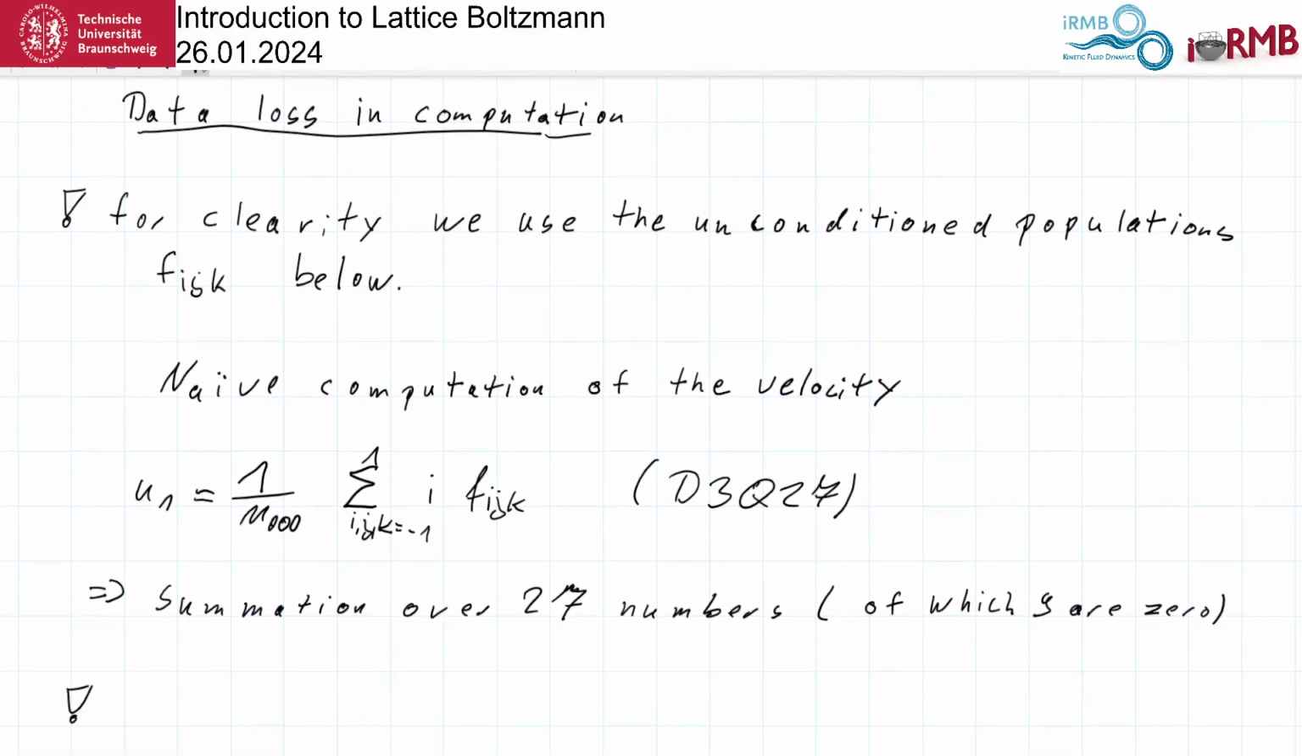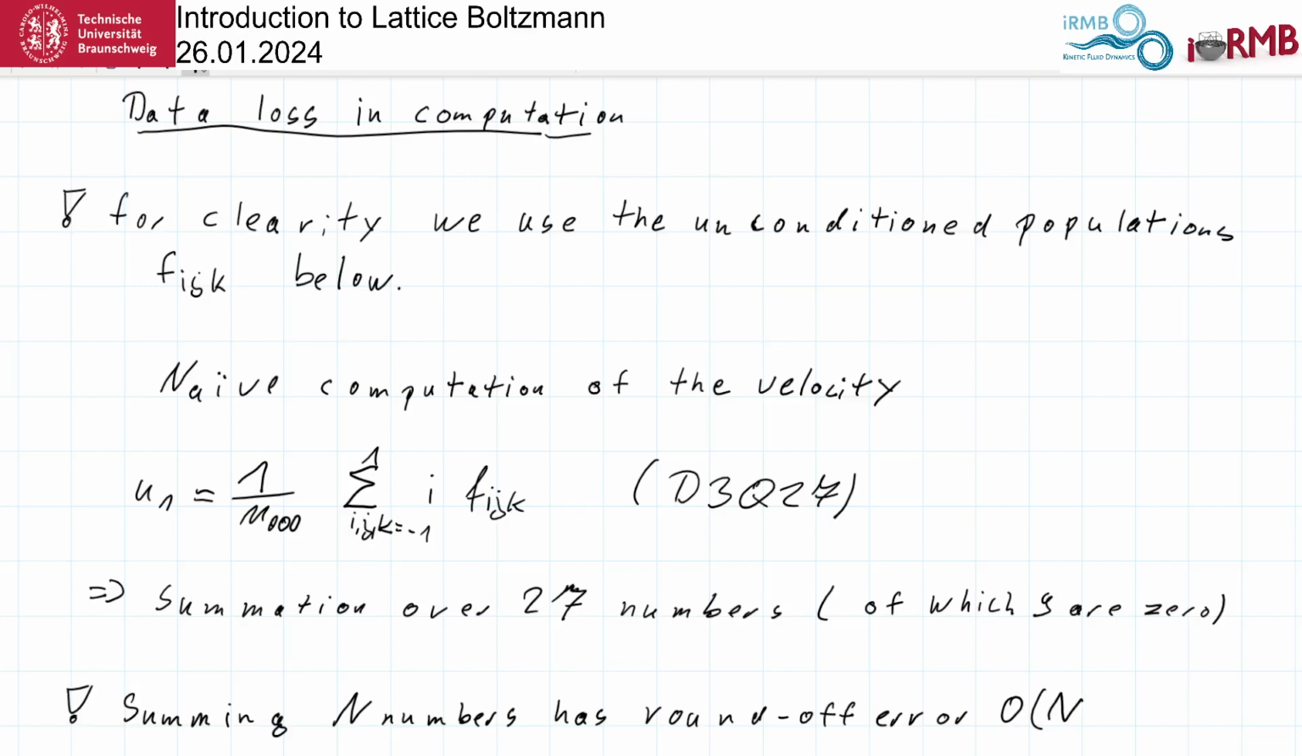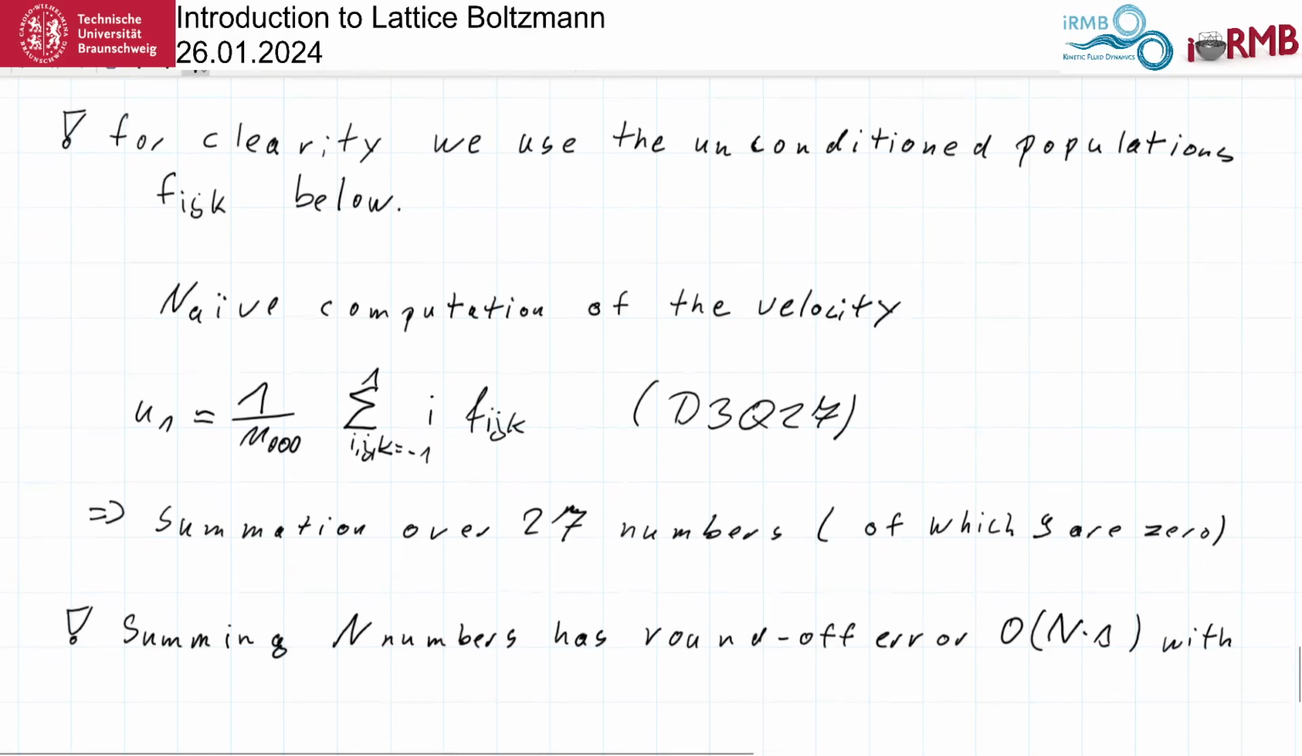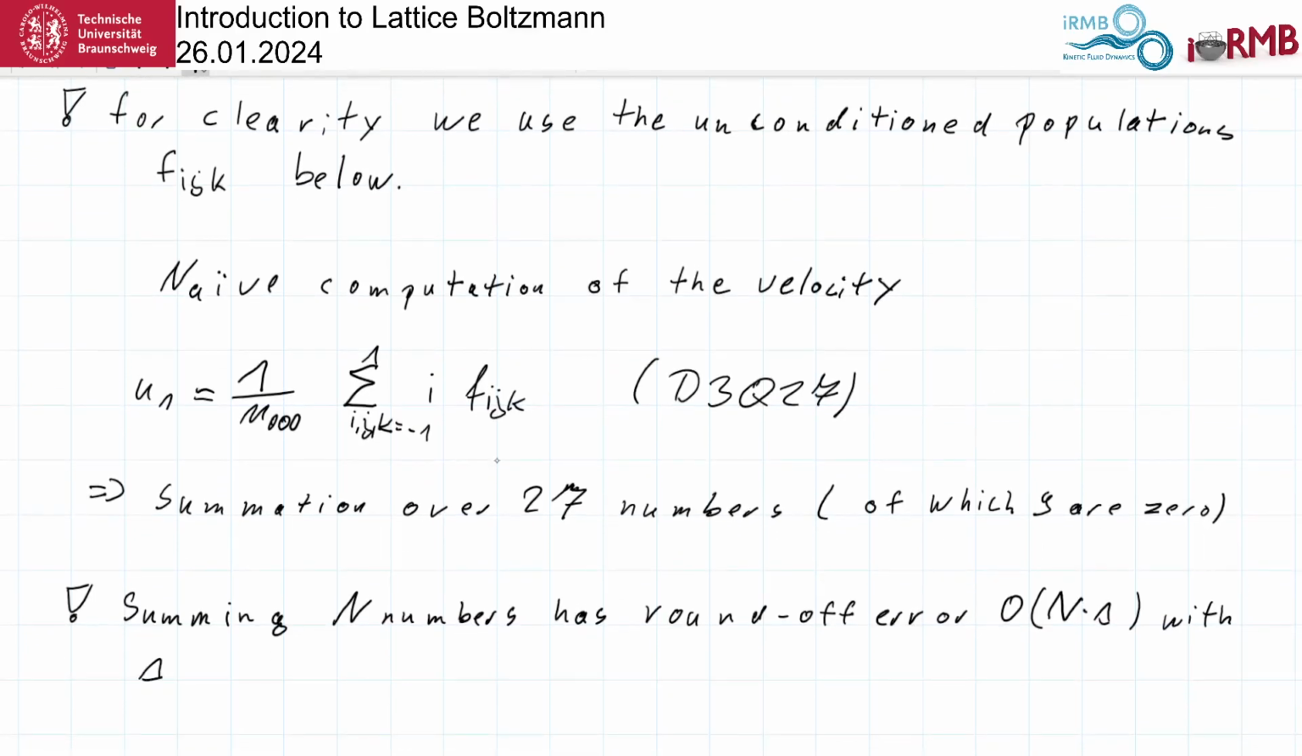Okay, so what we have to understand, I'm just informing you because we are not going to the full analysis of this, is that summing n numbers has round-off error proportional to n operations times delta, with this delta being the least significant bit.